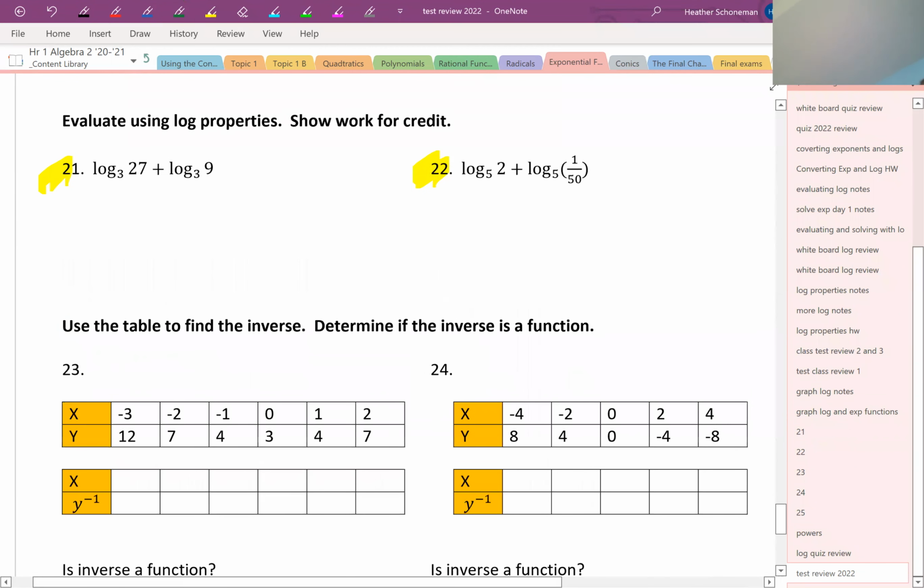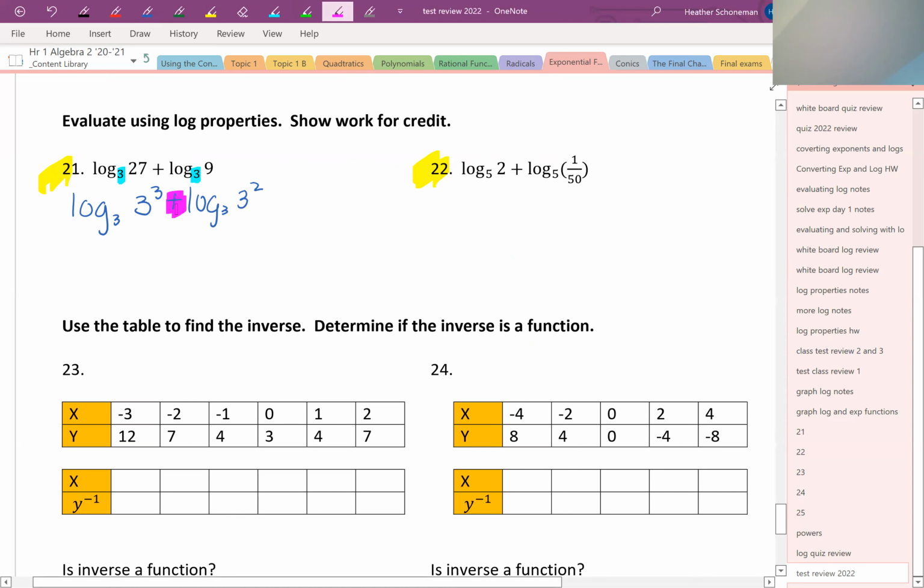Next question. Evaluate with the properties. On this one, the first thing we're going to do is look at the bases. These are base 3. So we want to ask ourselves, can we write 27 and 9 as a base of 3? And the answer is we can. So I'm going to have log base 3 of 3 cubed plus log base 3 of 3 squared. Okay, so now they're written as cubes.